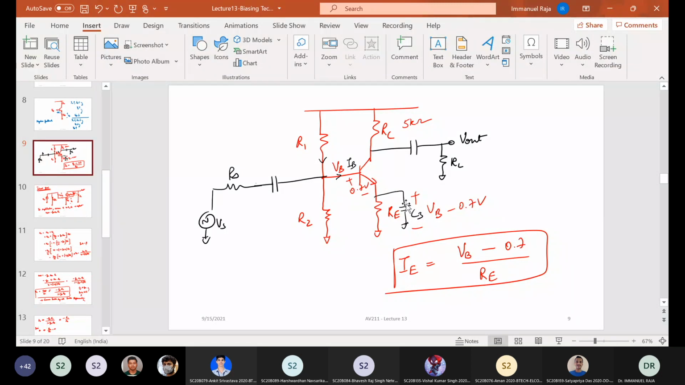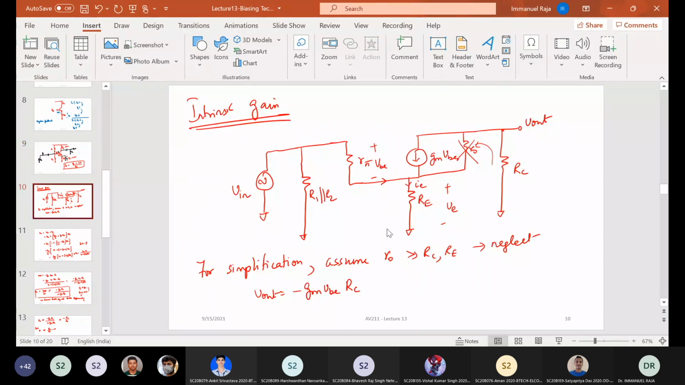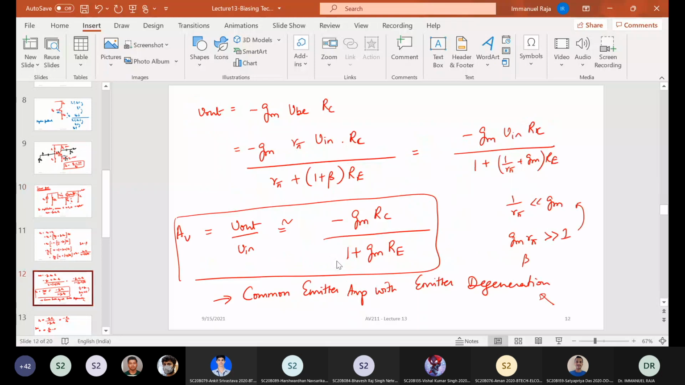But for AC signals, what happens? This RE gets shorted out by the C3, and therefore only RC is in the picture. Your RE in this expression goes to 0 because of the effect of the capacitor. So you are left with only the typical common emitter gain. You don't have the emitter degeneration. Okay, got it. Right. Good. Okay, got it. Thank you.